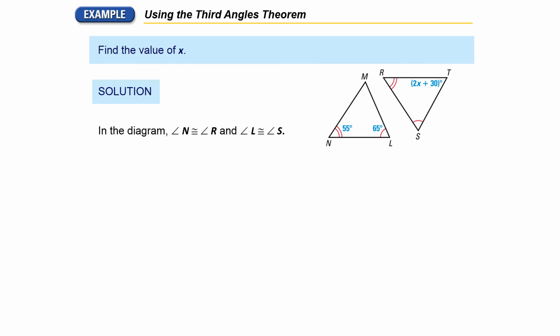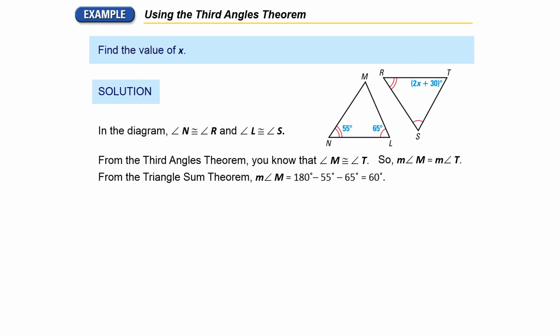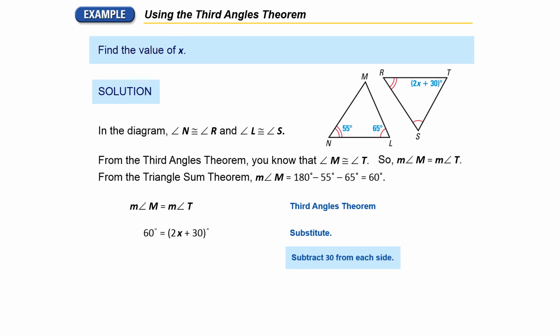And what do the angles all add up to equal? In a triangle, 180. So we're going to take 55 plus 65, subtract them from 180, which is 60, and then use our third angle theorem. So M, which is 60 degrees now, equals T. So therefore, we set them equal to each other now. And there's your answer.